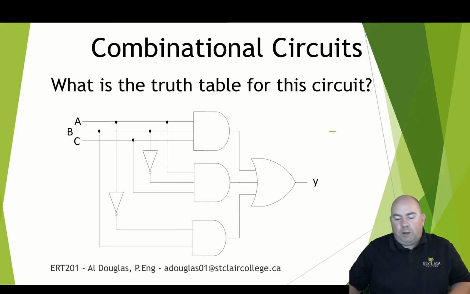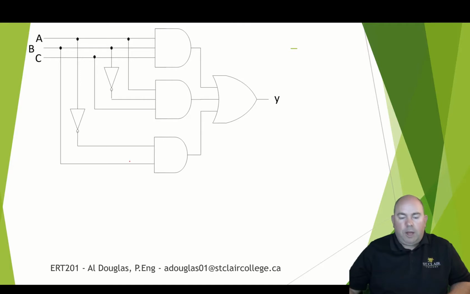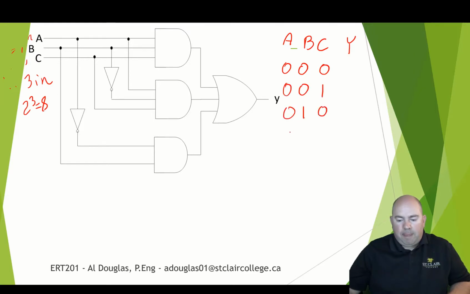What is the truth table for this circuit? So let's look at this circuit here and determine the truth table for it. First of all, how many lines would this need to be? So let's look up here. We've got 1, 2, 3 inputs. 2 to the power of 3 equals 8. So we need 8 lines altogether for it. So we can have 0 different combinations. That's basically just counting from 0 up to 8.